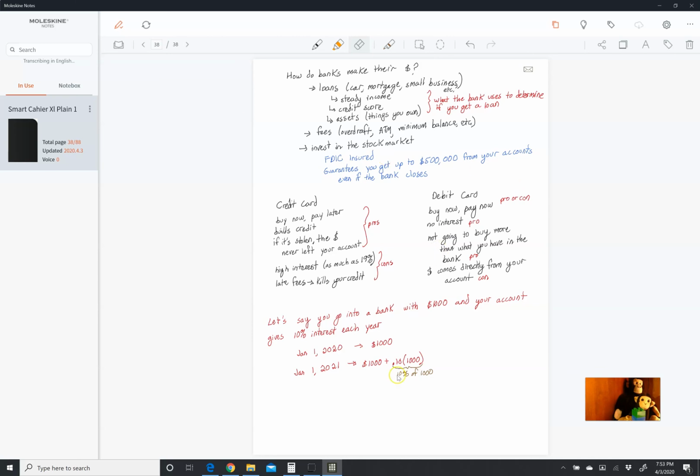Okay, and this is money that just gets added into your account. You didn't do anything to earn it other than put it into the bank. Now what we're going to do here, and you're going to understand why we do this in a little bit, but if you notice, both terms have a 1,000 in common, so we're actually going to just factor that out.